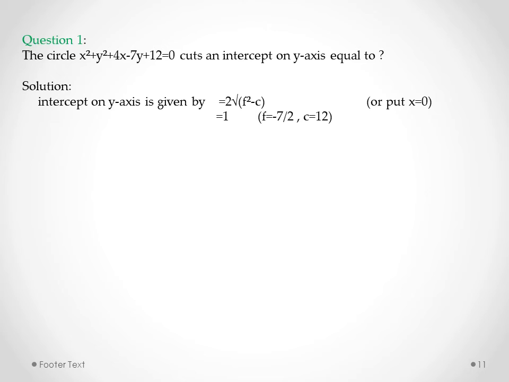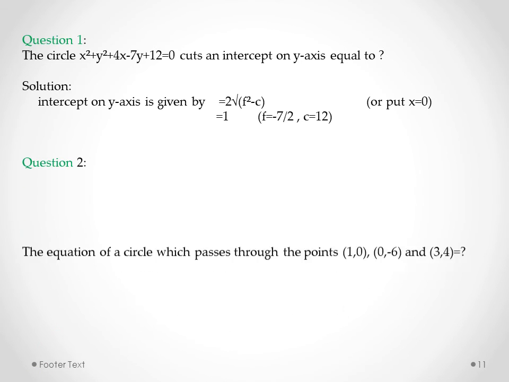If you compare it with the general form, you can see here that your f is -7/2 and your c is 12. So just substitute it in the formula and you'll get the answer 1. Or else you put x is equal to 0 because it is on the y-axis, so x is equal to 0 in this equation, and you solve the remaining equation for the value of y. You will get two points, and you have to find the distance between the two points. Intercept is the distance between the two points with the distance formula, so you can use that concept as well. Or otherwise this formula concept is simple.